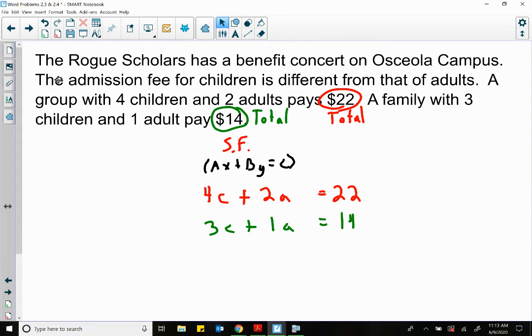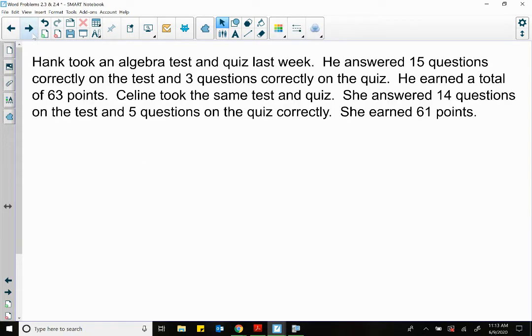All right. Moving on. Okay. So here it says, Hank took an algebra test and quiz last week. He answered 15 questions correctly on the test and 3 questions correctly on the quiz. He earned a total of 63 points. Celine took the same test and quiz. She answered 14 questions on the test and 5 questions on the quiz correctly. She earned 61 points. So what do you think this is? Is this a translation or is this standard form?